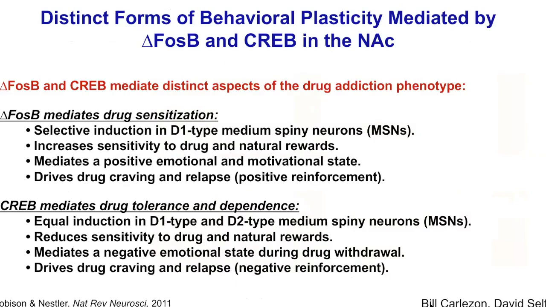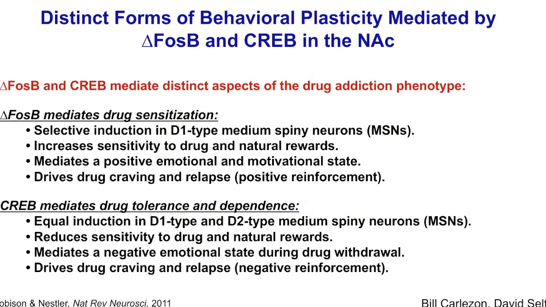Summarized in this slide, and I want to thank two former postdocs in my lab, Bill Carlezon at Harvard and David Self, who's at UT Southwestern, for contributing to most of this work. We know that in response to all drugs of abuse, deltaFosB is induced selectively in D1 type medium spiny neurons. I'm going to define that in just a few moments. The one exception are opioids, which induce deltaFosB both in D1 and D2 medium spiny neurons.